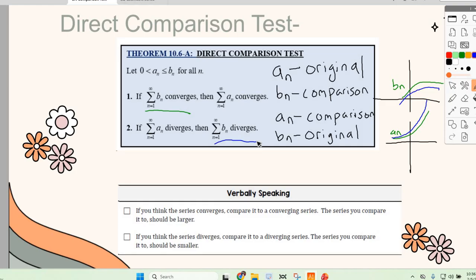So verbally speaking, if you think a series converges, we need to compare it to a converging series, but that series that we compare it to should be larger, okay? If we think a series diverges, we want to compare it to a diverging series, but the series that you compare it to needs to be smaller. Are we with me there?